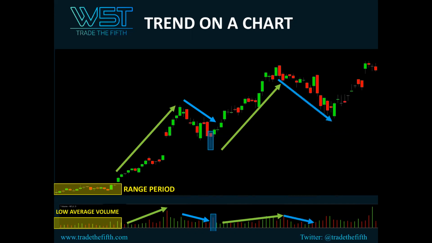Then we get a pullback. Very similar, volume starts to contract. So it's not a sell-off, the volume's going down, the price action's coming down, but it's a measured move. And by a measured move, people are taking certain parts of their positions off. They're not taking the whole positions.